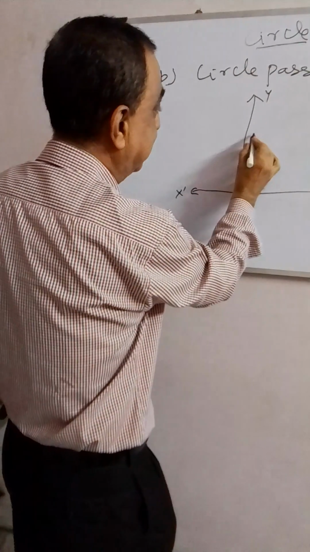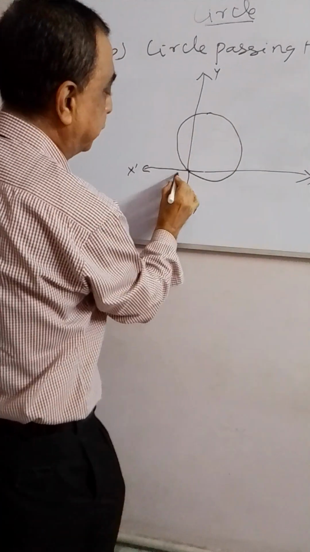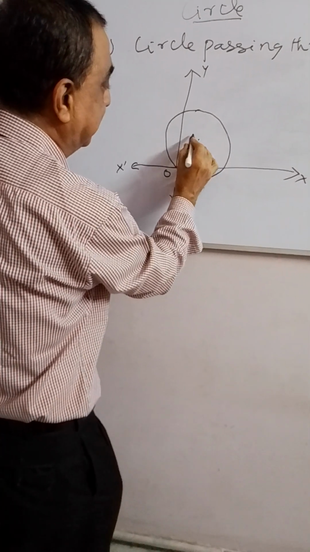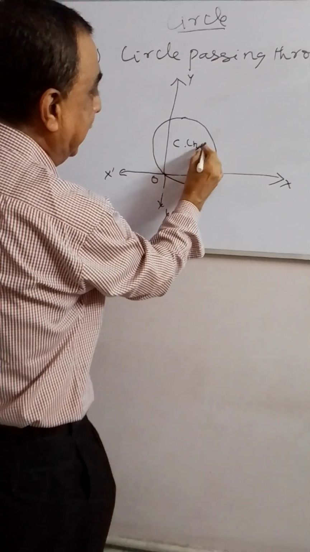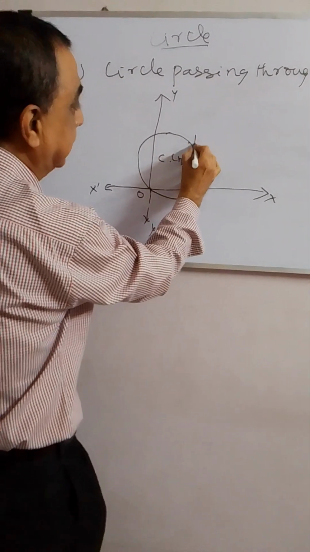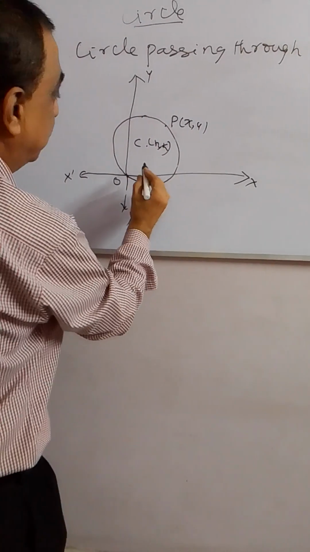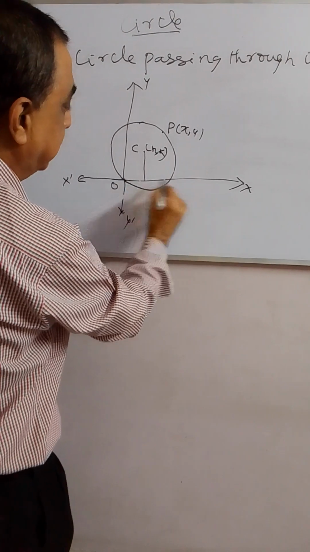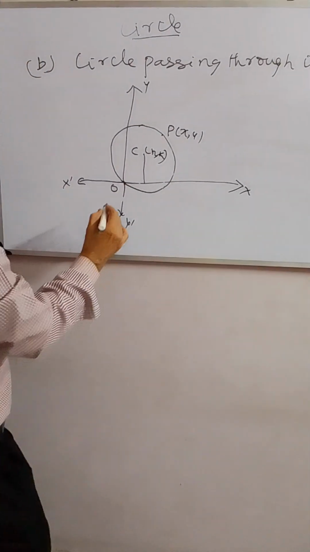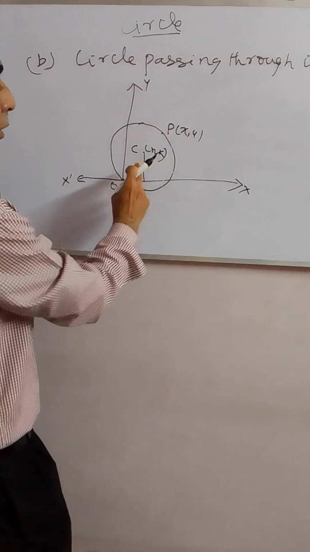And here the circle is passing through the origin. So this is the origin, and suppose this is the center, whose coordinates are h, k, and this is the moving point P, here it is (x, y). Now if we draw a perpendicular from C on the x-axis, then according to the coordinates of the center.